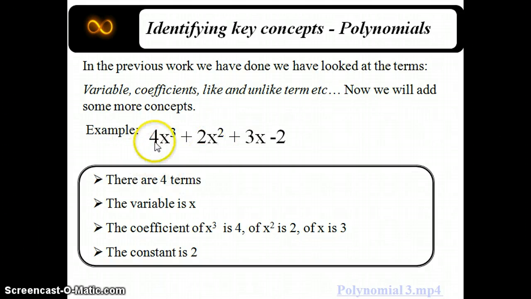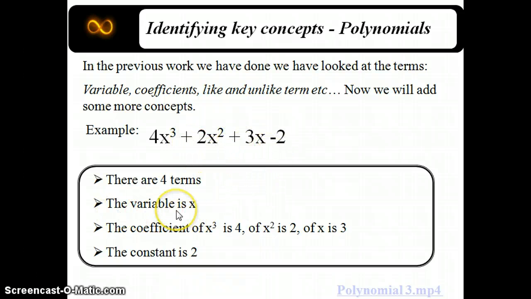So for example, we have a polynomial here. Polynomials are divided into different types. We have monomials, which are one term, binomials, which are two terms, trinomials, which are three terms, and in this situation we have a four-term polynomial, and anything after a three-term polynomial we just give it the name of polynomial. So here we have four terms. Terms are separated by plus or minus signs.